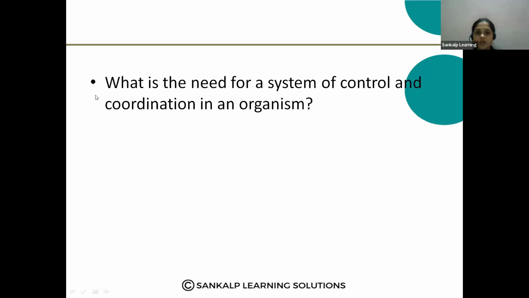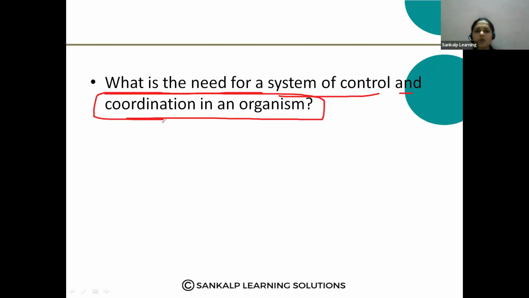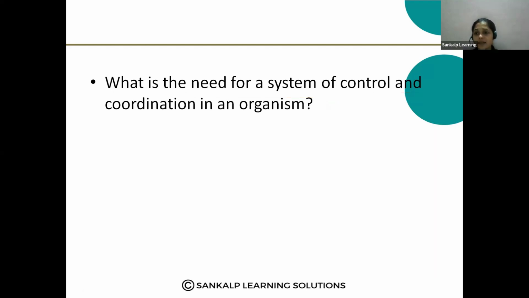So see the next question. What is the need for a system of control and coordination in an organism? So why should it be there? What is the need of control and coordination? You know that. In our body, a control and coordination system is there. So brain, spinal cord and nervous system totally, that is controlling our body, right?